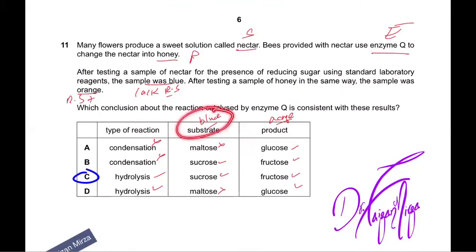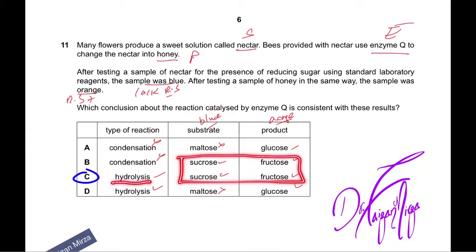So the substrate stays blue, so it must be sucrose, a non-reducing sugar, and the product should be a reducing sugar, could be either one. So all options are correct, but as far as the substrate is concerned, only options B and C seem to be correct. So we narrow it down to options B and C. Now we look at the reaction. We know that the type of reaction which involves an enzyme is hydrolysis and not condensation. So we omit B and we are left with option C.